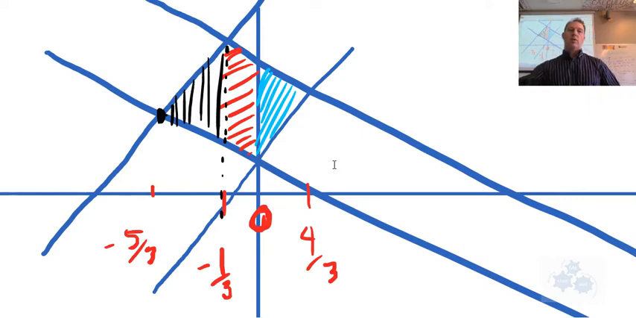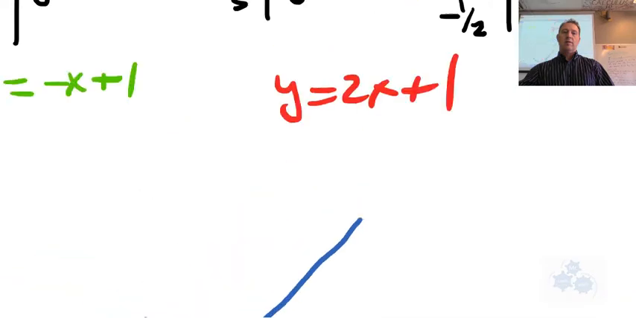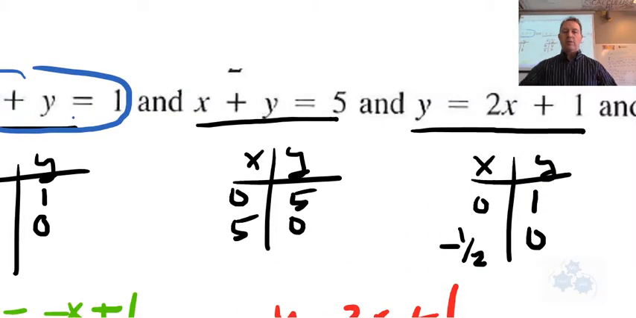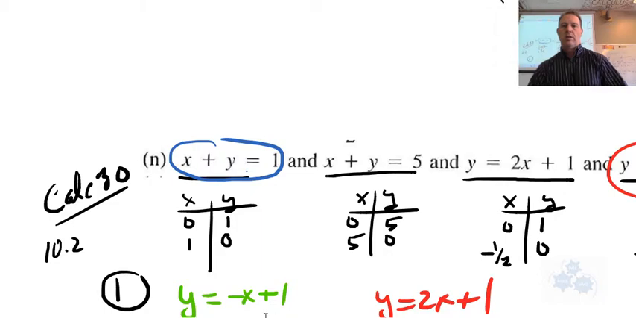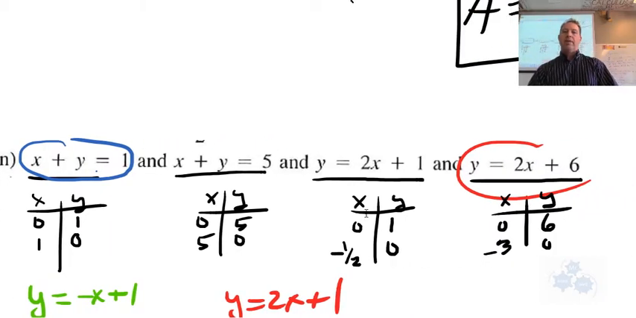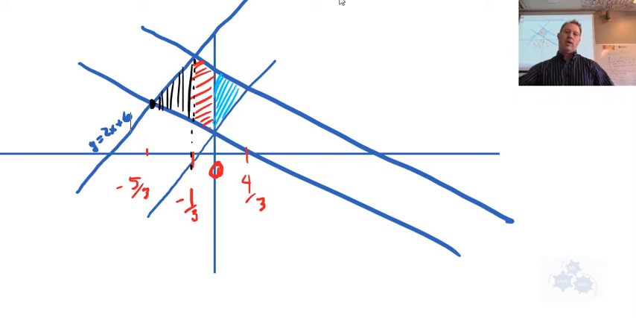So which was this line right here? That was y equals 2x plus 6. Is there a 2x plus 6 there? Right one. Okay, yeah, 2x plus 6. And then this one was y equals 2x plus 1. Okay. And this one over here was negative x plus 5. Negative x plus 5. Okay, good. Negative x plus 1. Negative x plus 1.